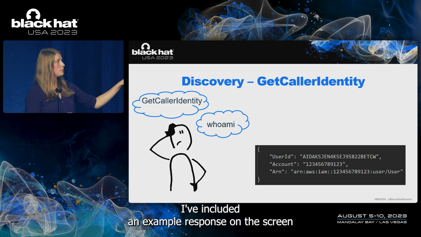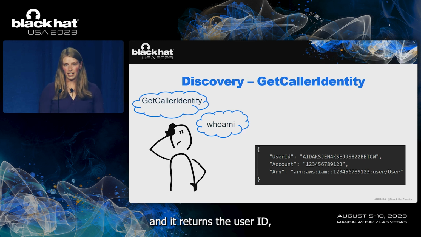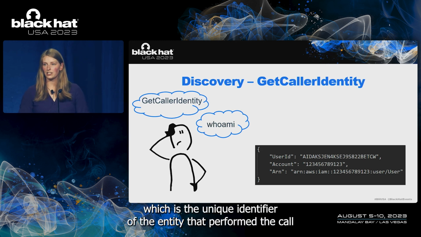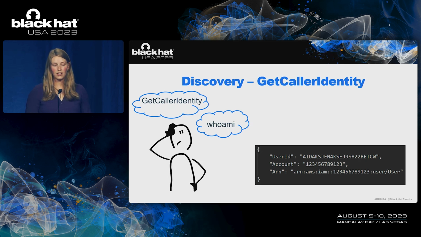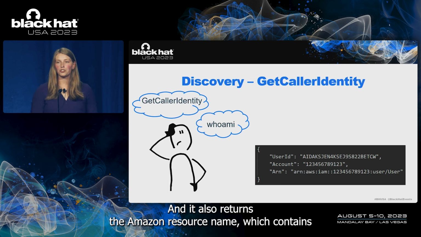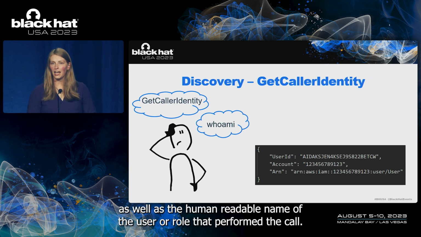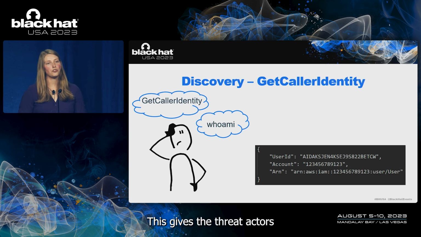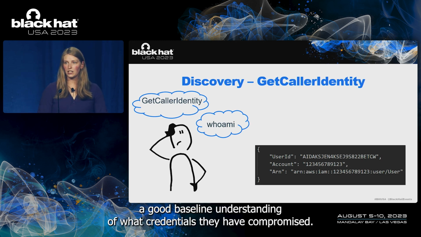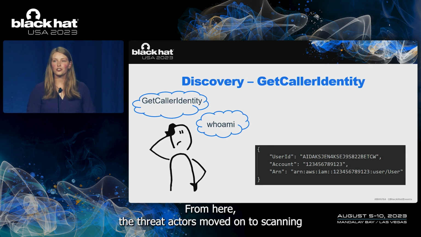I've included an example response on the screen, and it returns the user ID, which is the unique identifier of the entity that performed the call, as well as the 12-digit AWS account ID. And it also returns the Amazon Resource Name, which contains the 12-digit account ID, as well as the human-readable name of the user or role that performed the call. This gives the threat actors a good baseline understanding of what credentials they have compromised. From here, the threat actors moved on to scanning.